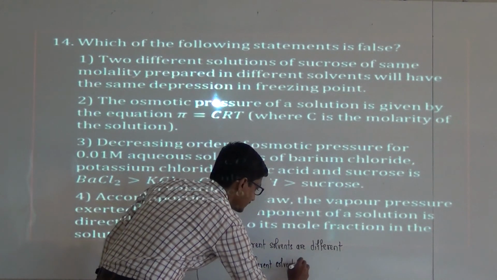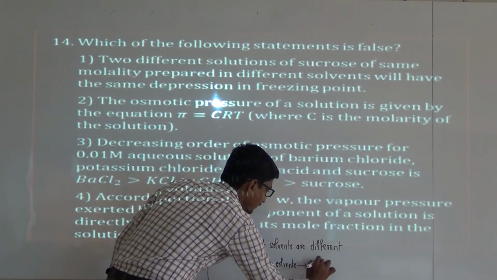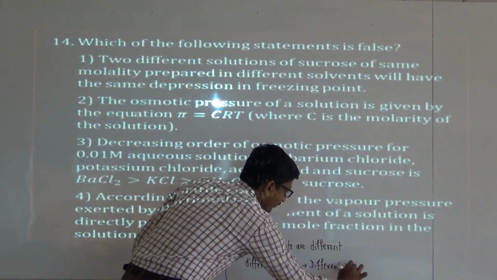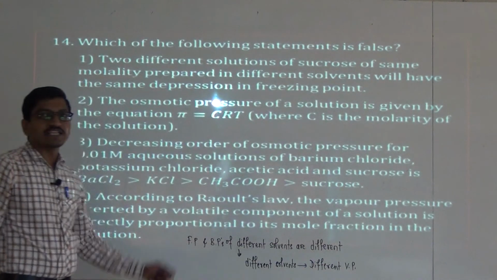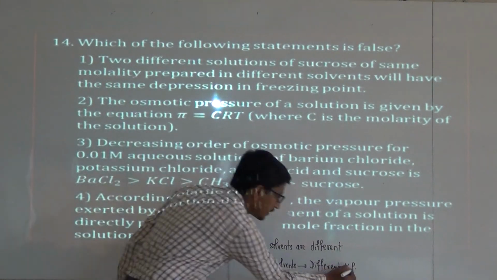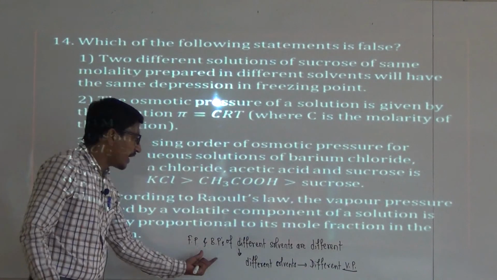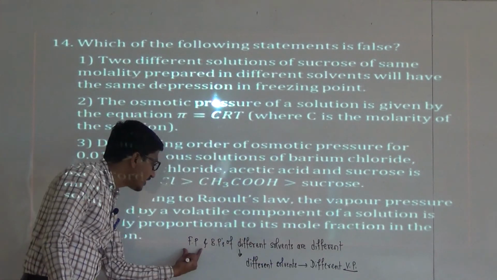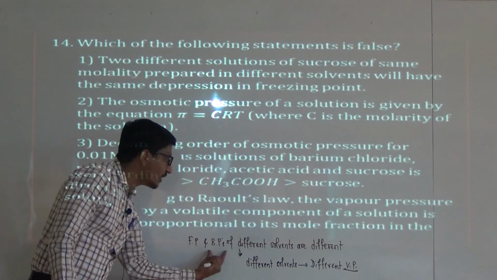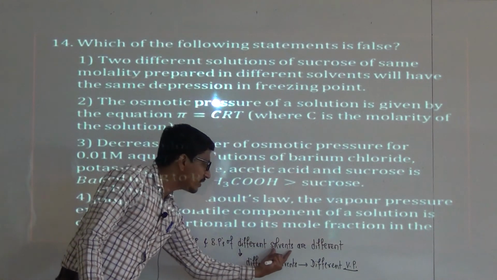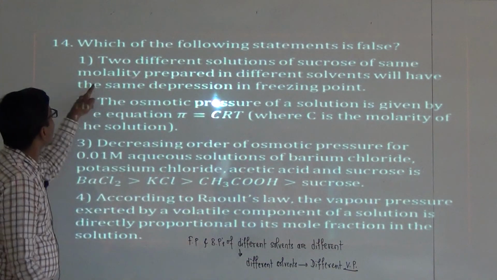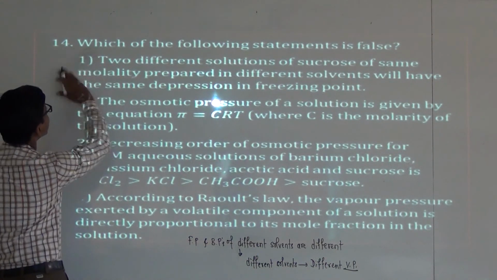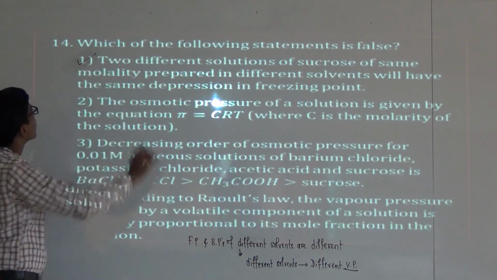Different solvents have different vapor pressure. The boiling point as well as the freezing point depends on the concept of vapor pressure, and different solvents having different vapor pressure, their boiling points as well as freezing points are different for different solvents. So this option is the false statement, and this false statement is the first one.